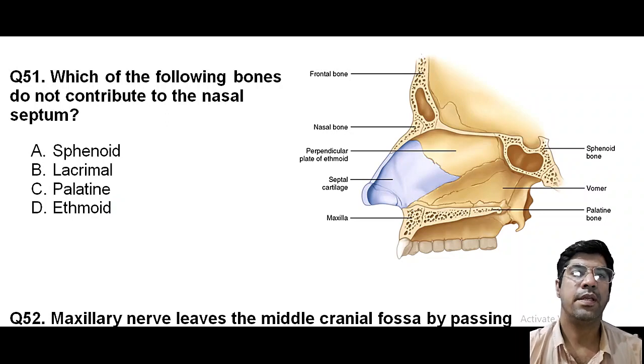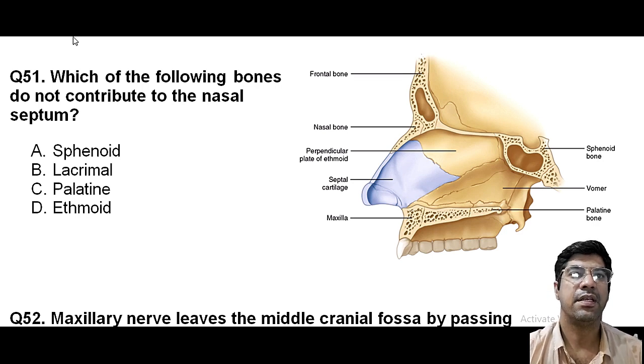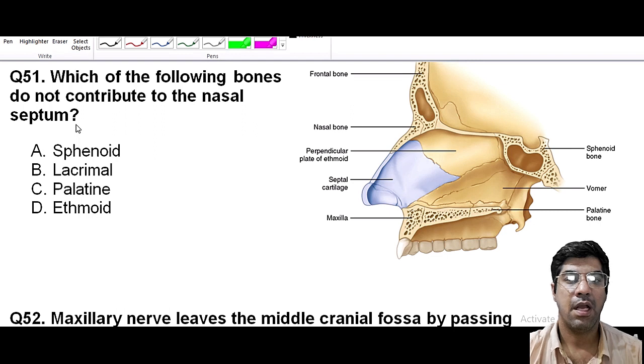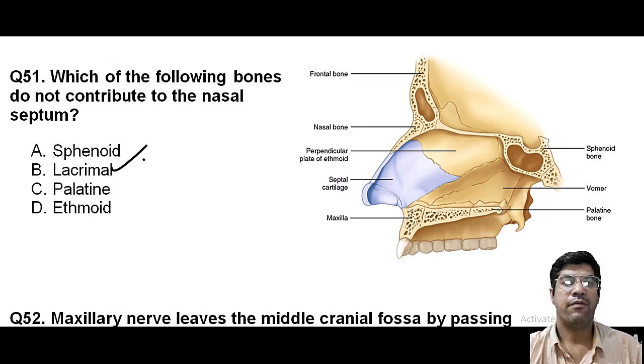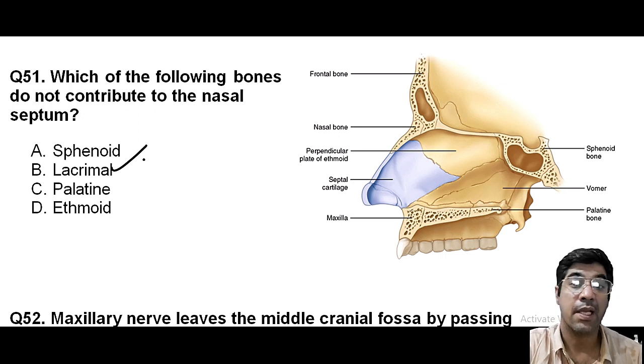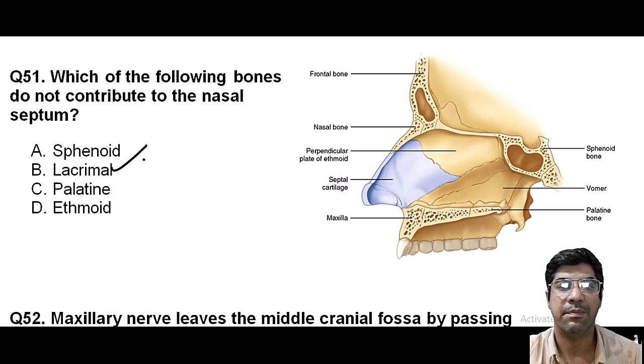So moving to the next question, which of the following bones do not contribute to the nasal septum? Your answer here is lacrimal bone. Remember, from your entrance exam point of view, the lacrimal bone is a small bone that is located in the orbit and it does not play a role in formation of the nasal septum.